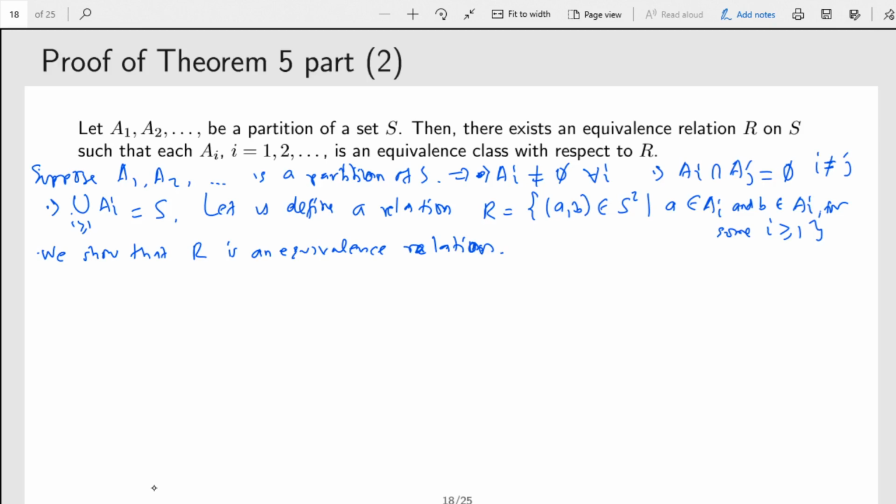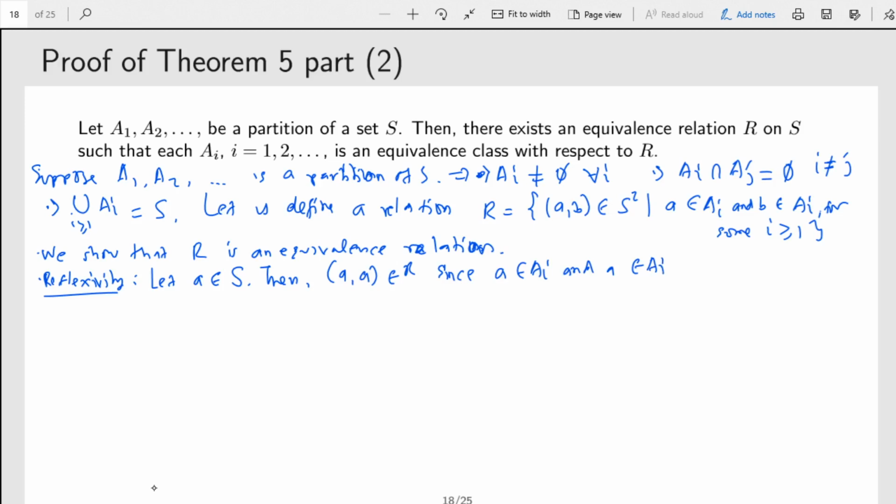So first of all, reflexivity. Clearly A comma A is in R since, let A be an element of S, then A comma A is in R. Since of course A is in AI and A is in AI, so it's trivial, right? So then we conclude that R is reflexive.